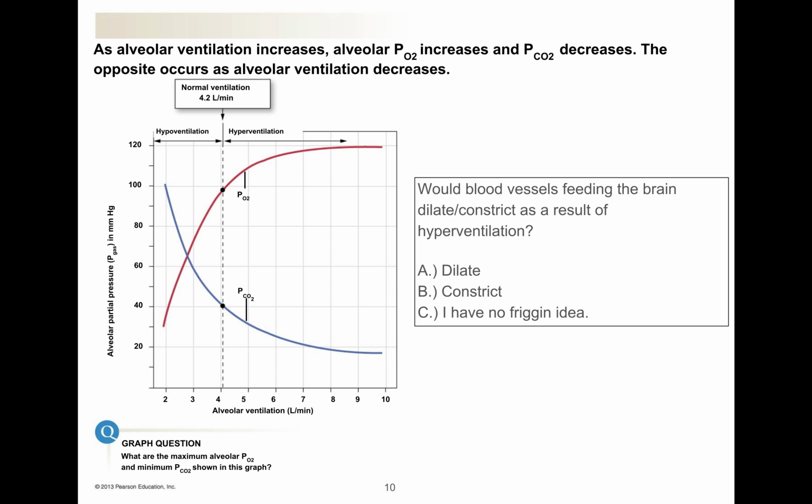What I want you to think about for Thursday is, why might somebody pass out if they're hyperventilating? And this question will introduce the idea: if somebody is hyperventilating, do you think their blood vessels would tend to constrict or dilate? Think about it. We've talked about how oxygen and CO2 affect blood vessels in the past. See if you can call that back for this question.